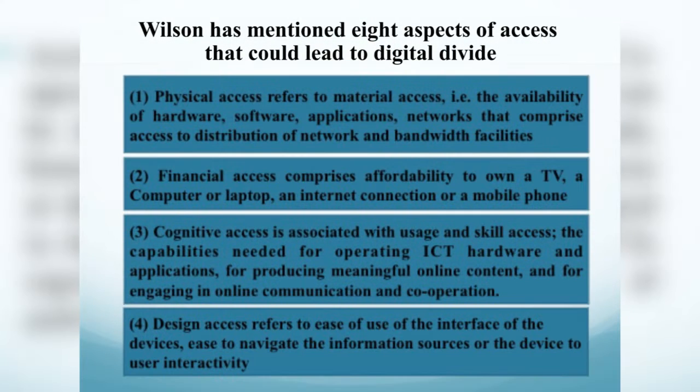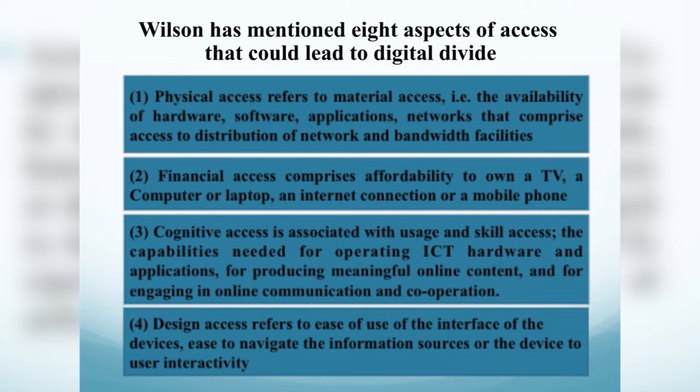Wilson has mentioned 8 aspects of access that could lead to a digital divide. First one is physical access. That refers to material access, that means the availability of hardware, software, applications, networks that comprise access to distribution of network and bandwidth facilities. Second is financial access, that comprises affordability to own a TV, a computer or a laptop, an internet connection or a mobile phone.